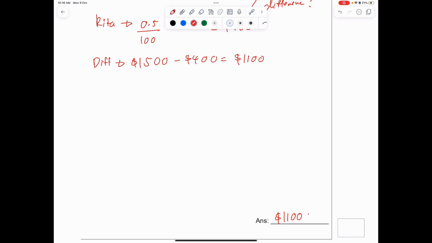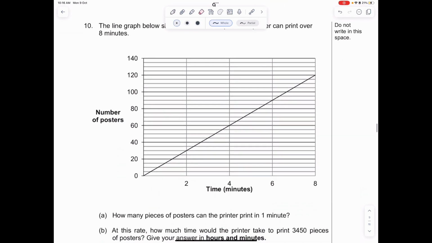Alright, make sure you put in your units. You're very careless. Until now, I still find people not putting in their units. Okay?